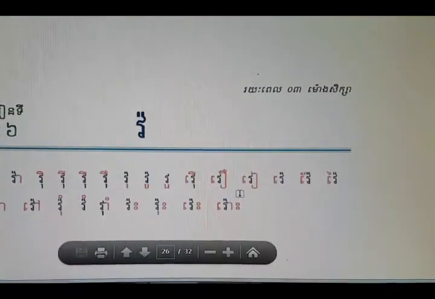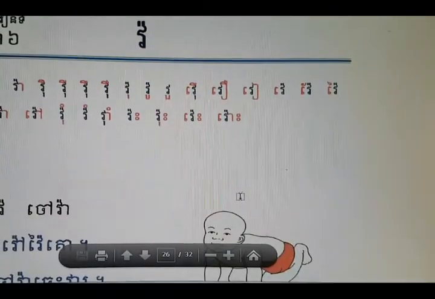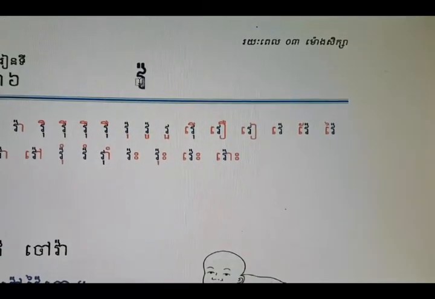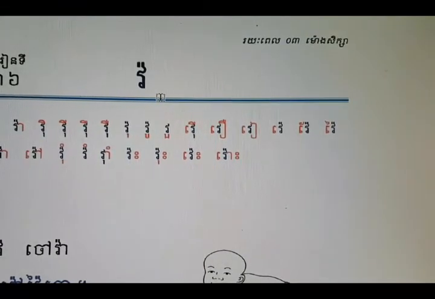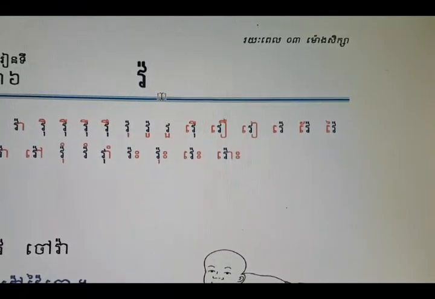Okay, next one here, we're going to learn the vowel sound. This is a second series, the o sound, but when you put this little dot on top of it, it becomes wa.